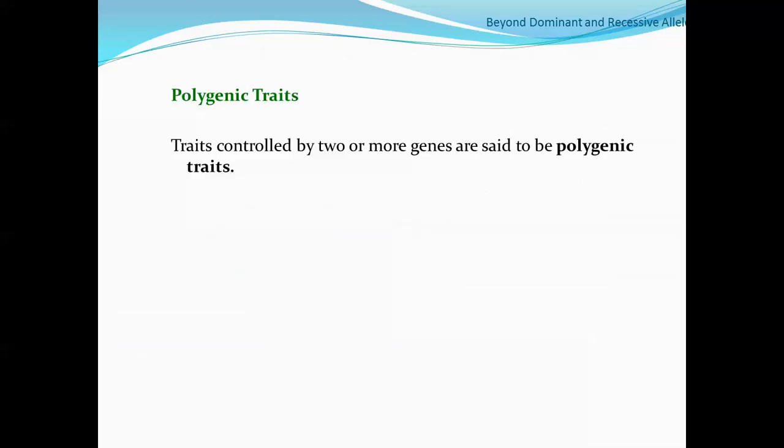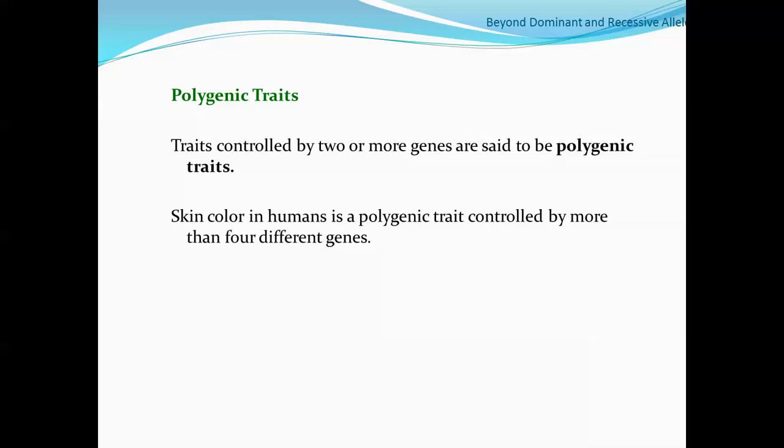Our next is polygenic traits, and traits that are controlled by two or more genes are said to be polygenic. Skin color in humans is a polygenic trait that's controlled by more than four different genes. So four different genes inside our body contribute to why our skin is the color that it is.